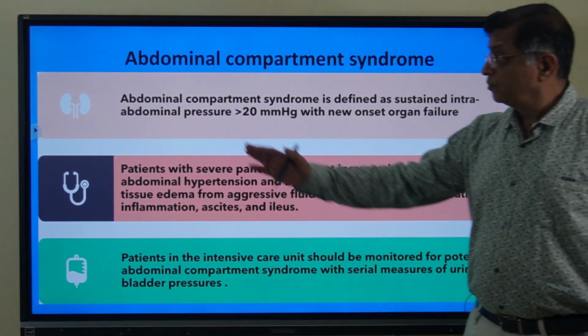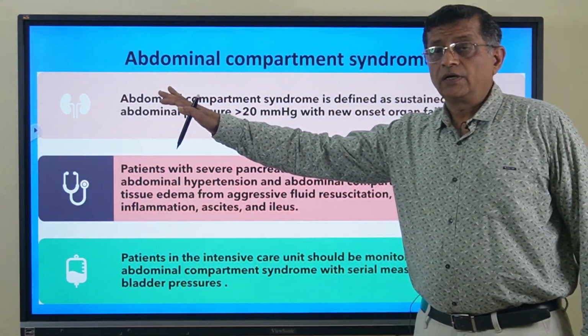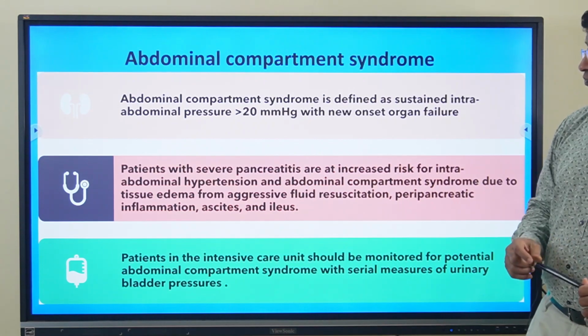The next problem in acute pancreatitis is abdominal compartment syndrome.